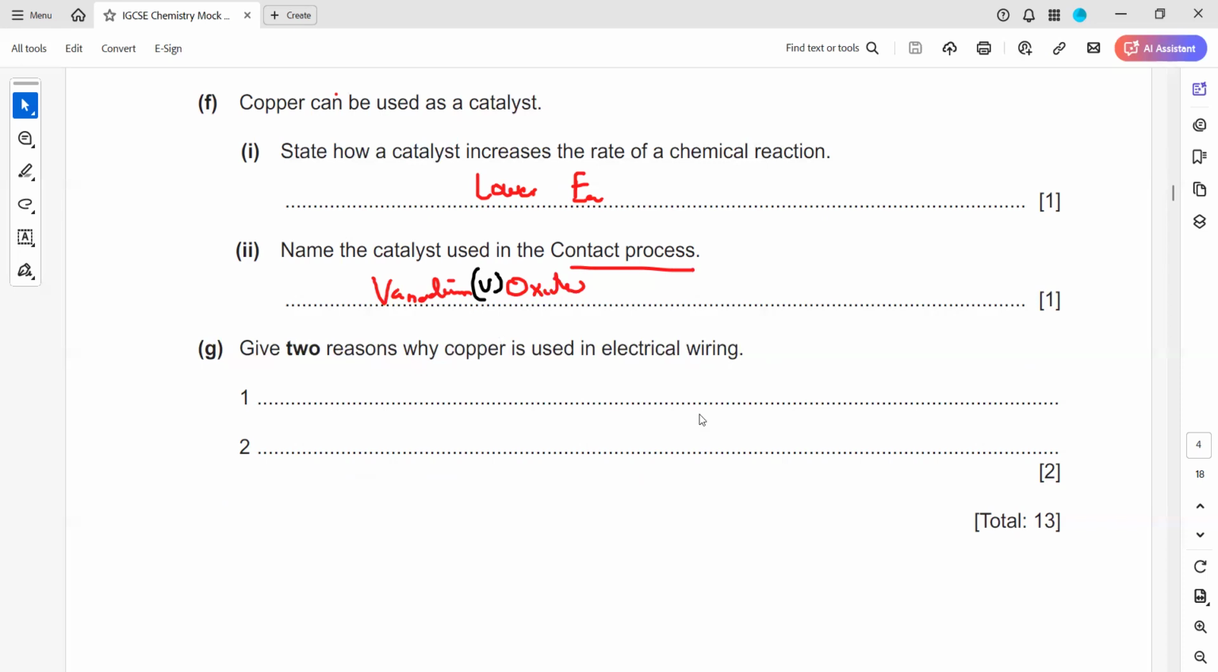How do we know the catalyst? You will know the catalyst by learning them. You have to memorize that for the Haber process, it's iron. For the contact process, it's vanadium. For hydrogenation, it's nickel, and for hydration, phosphoric acid is the catalyst. For formation of ester, sulfuric acid is the catalyst. So you have to memorize.